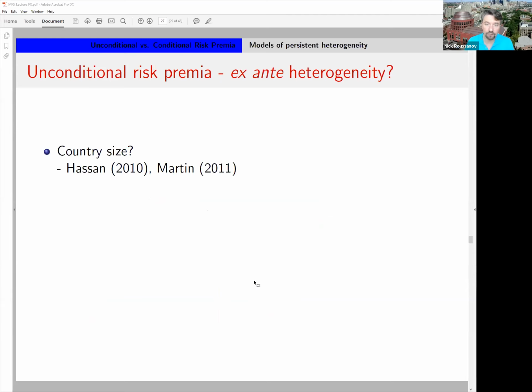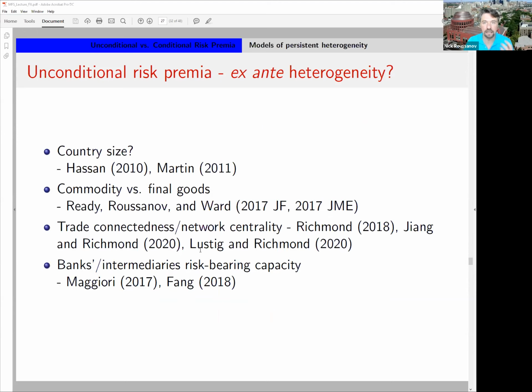Now, Adrien talked about this already, so I'm going to go very quickly. We have a number of stories, and by stories I mean models, typically very well validated in the data, of sources of differences in unconditional risk premia. These sources of deltas, the differences of where the countries lie on this spectrum that I just showed before, starting from country size, going back to Tarek Hassan's work, to interconnectedness and centrality in the trade network. That's work by Rob Richmond in particular.